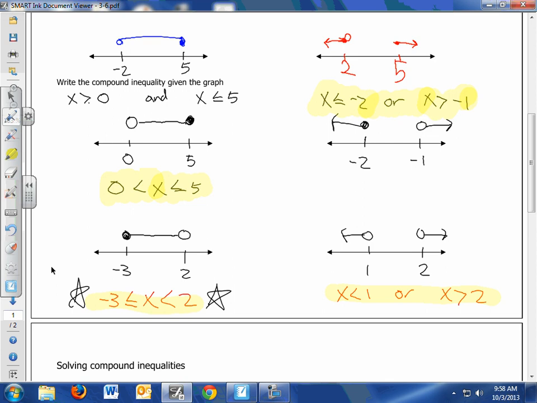Combine these. The x goes in between your two numbers. Your symbols end up going the same way. Yeah? No, you could say 1 is greater than x, and you can say 2 is less than x. Yeah. Everybody check up on these two and make sure you have these as your answers. If you have x is greater than 0 and x is less than or equal to 5, that's technically correct, but I want you to write it like this. This is a compound inequality. Okay?